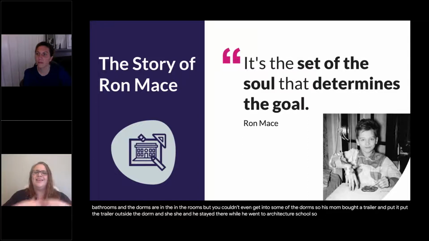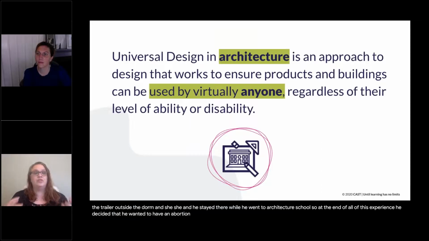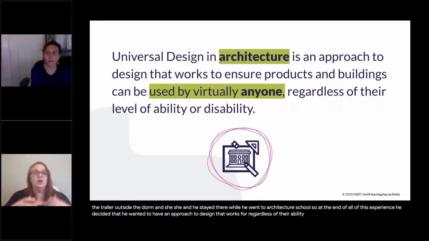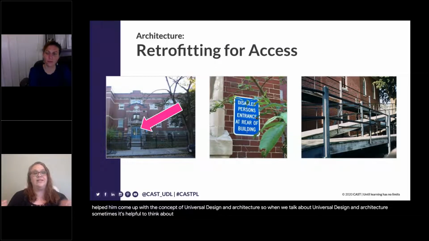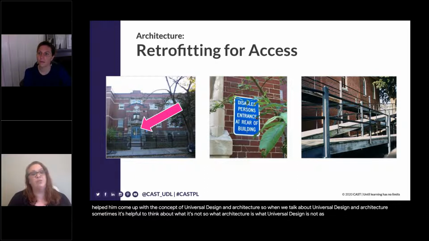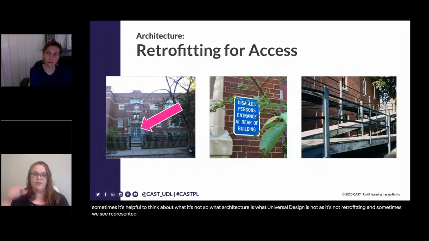So at the end of all of this experience, he decided that he wanted an approach to design that works for products and buildings and can be used by anyone, regardless of their ability or disability. This experience is what helped him come up with the concept of universal design in architecture. When we talk about universal design in architecture, sometimes it's helpful to think about what it's not. What universal design is not is retrofitting, and sometimes we see retrofitting.